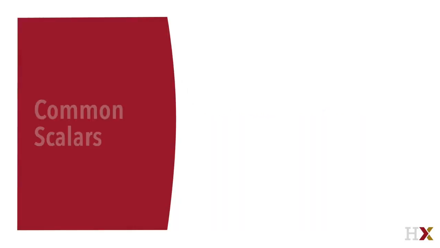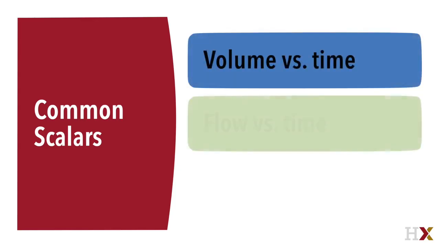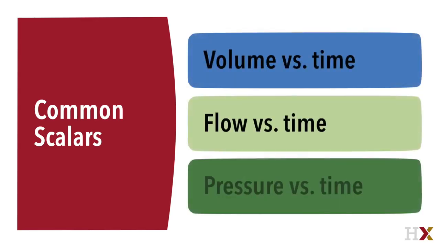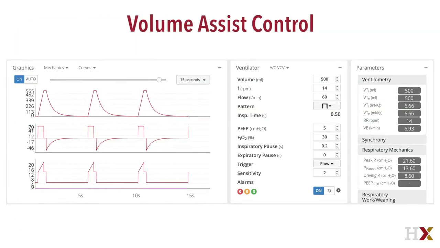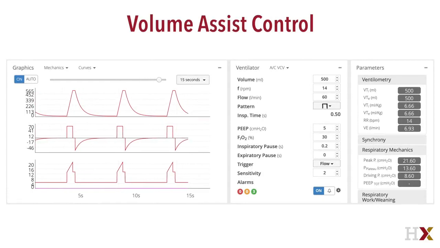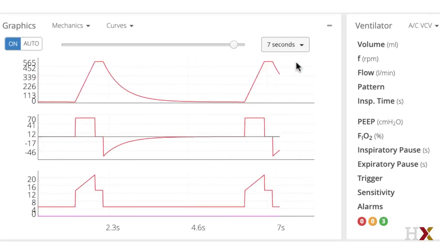The waveforms I'm going to focus on are called scalars because they plot something versus time. We will discuss volume versus time, flow versus time, and pressure versus time. Let's first look at volume assist control. This is a patient with normal lung conditions. Let's take a closer look at the waveform.